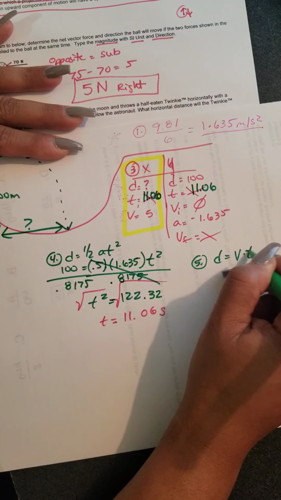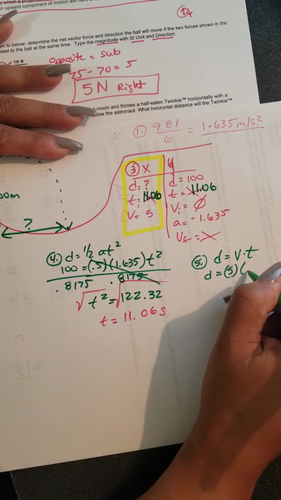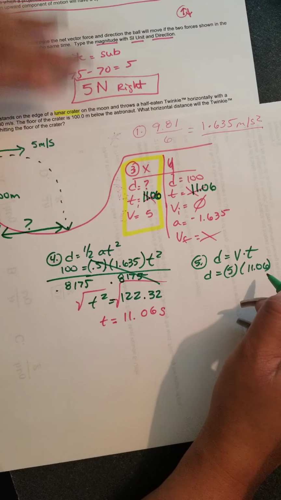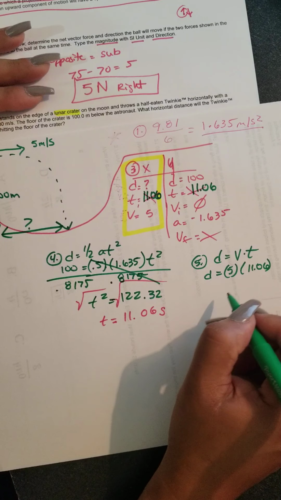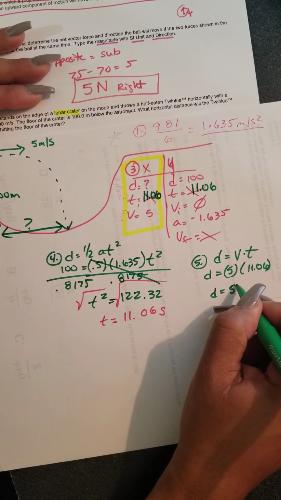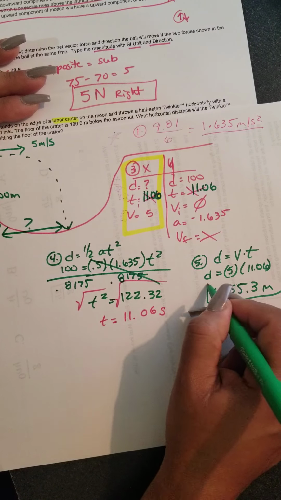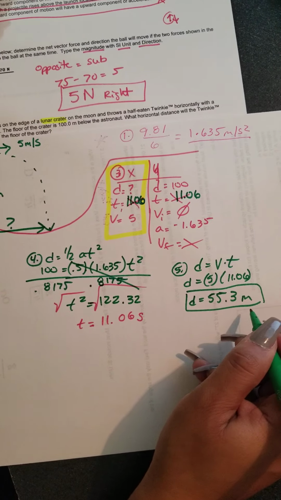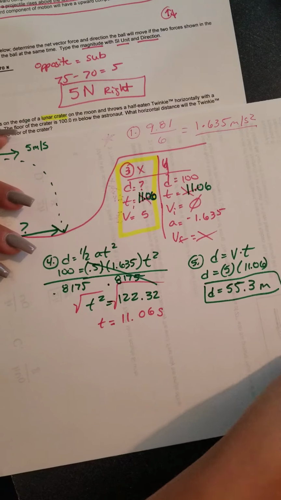D equals V times T, or D equals 5 times 11.06, which should come up to about 55.3 meters. I will take a picture of this so that way you'll have that as well. Let's go to the next question.